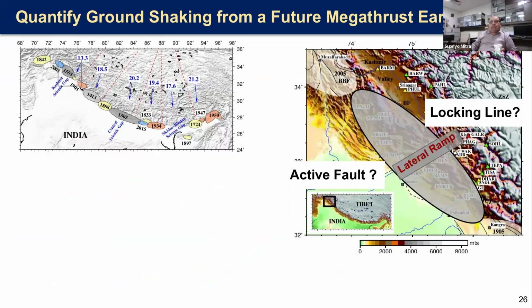Now, finally, talking about the ground shaking from future megathrust earthquakes, how do we combine all of this information to understand that? There are two more things that we need to know. One is we need to know where is the edge of the active fault, or in other words, where does it go from being locked to creep, or in other words, the locking line. And you also need to know where the front of the active fault is.